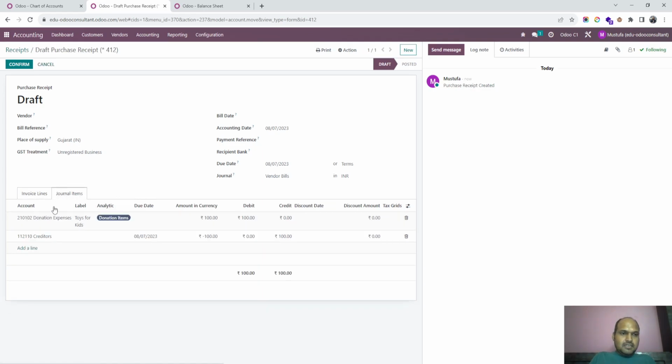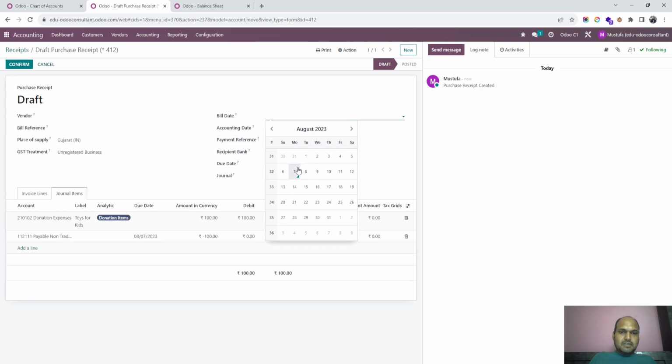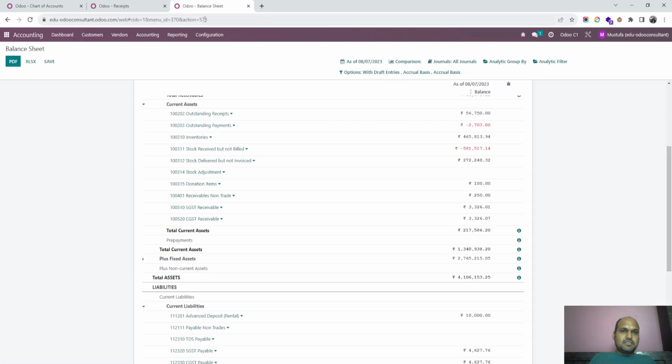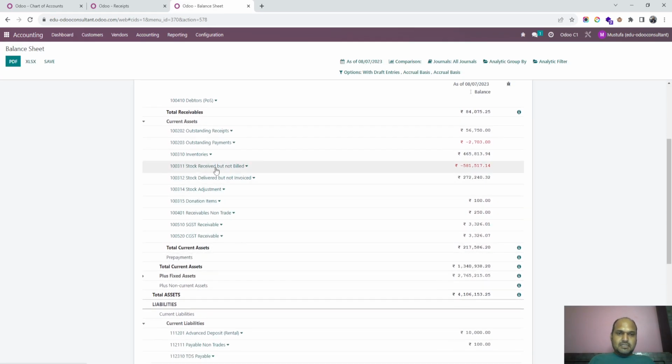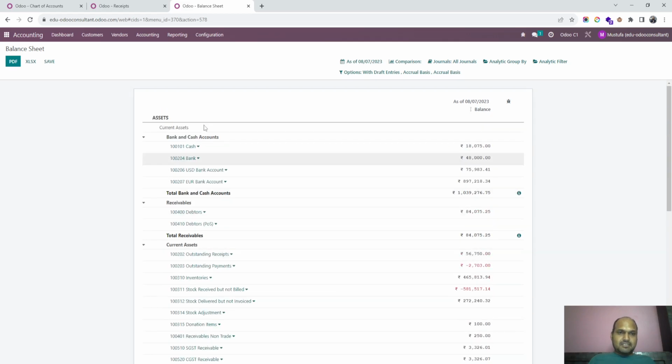Let's say I buy some toys for kids worth 100. Then in journal items I can replace the creditors with the payable non-trade account, so that will serve my purpose. Now I can register my direct entry over here. If I refresh my balance sheet, I can see this receivable non-trade 250 and payable non-trade 100, which are the recent transactions.